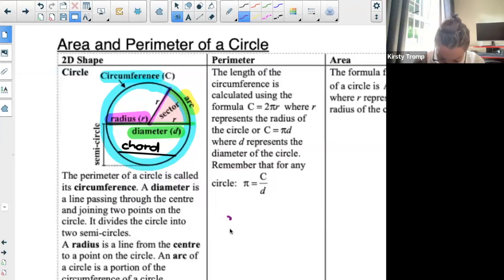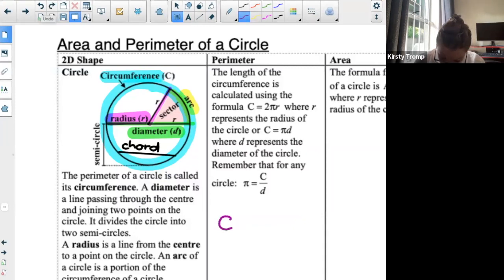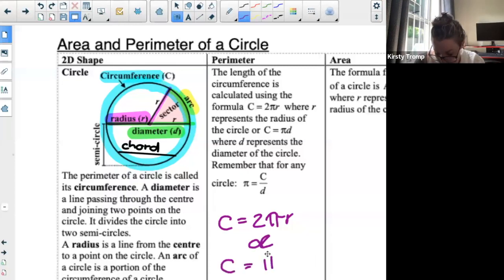So here, circumference equals 2 pi r, or circumference equals pi d, pi times diameter. Okay, so that's the formula we're going to use. We're going to practice with it a little bit later on.